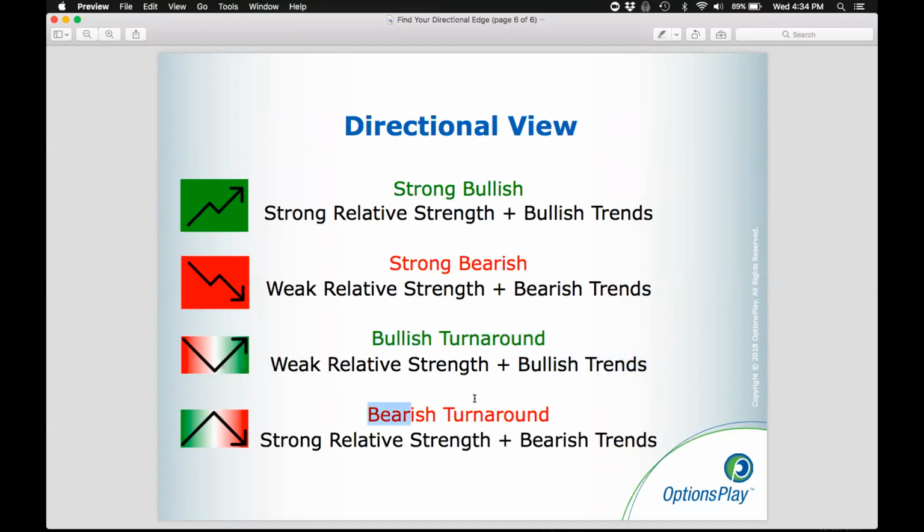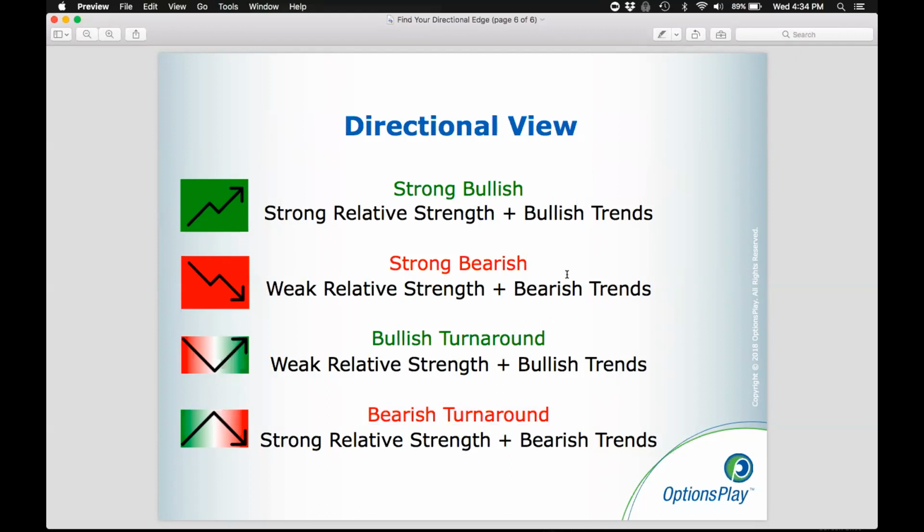And then we have a bearish turnaround. This is stocks that have strong relative strength, stocks that are currently outperforming the market, but that trend has maybe come to an end. They've started to exhibit bearish trends. So these are the 4 different techniques that we'll show you and show you some real examples of. But just keep in mind that if you're a trend follower, you want to find stocks with strong relative strength and trends that match up with that, or weak relative strength with bearish trends.